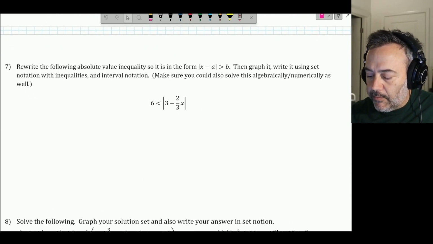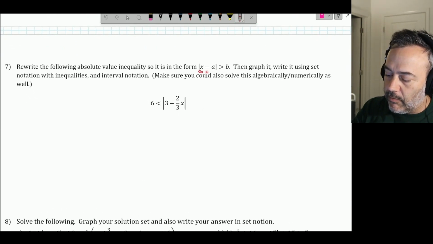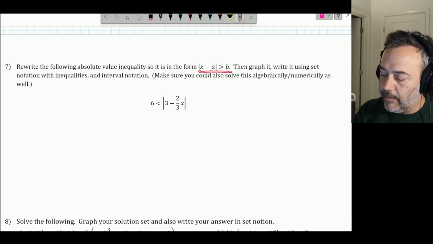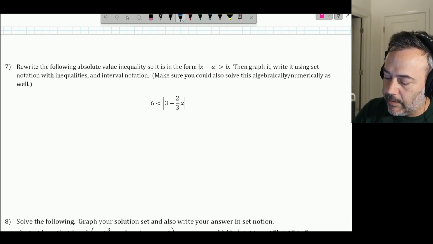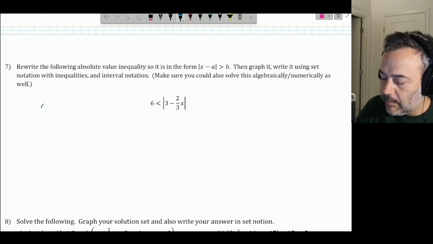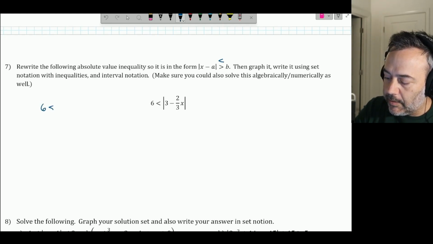Rewrite the following absolute value inequality so that it's in this form: x minus a greater than b. Then graph it and write it in all the different ways. Well, first thing is, let's come over here. It could actually end up being this, but we'll just have to see how it goes.